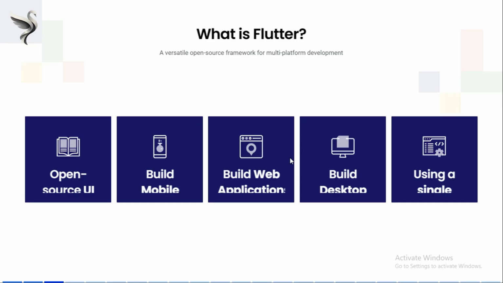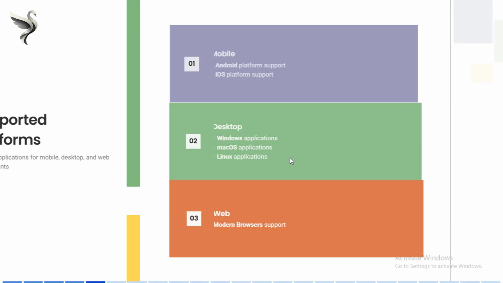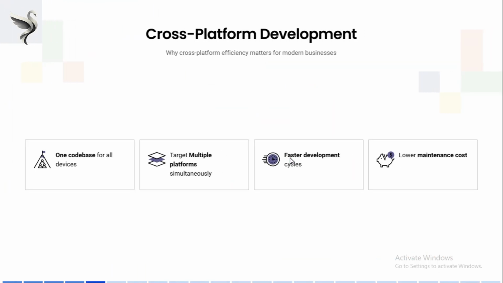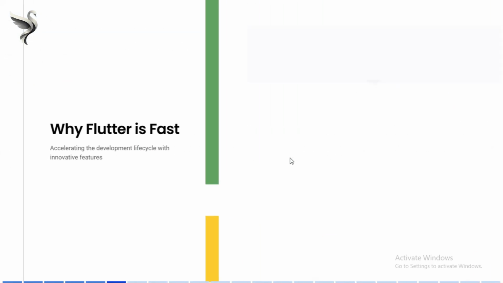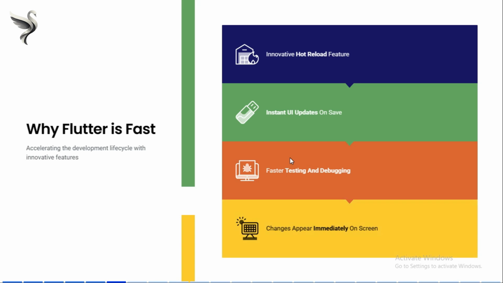Why is Flutter fast? Flutter provides fast development because it includes the hot reload feature. As soon as we make any change in the code, it appears instantly on the screen. This helps us test and improve our apps quickly. Flutter also has a very powerful widgets library, which helps us create beautiful and modern user interfaces.